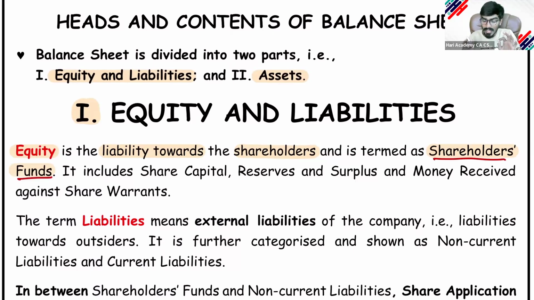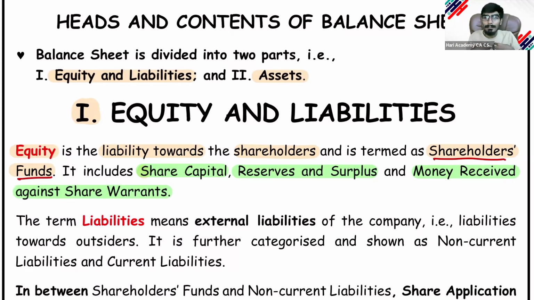It is not only termed as shareholders' fund, that particular equity consists of share capital, reserves and surplus, and money received against share warrants. These three things are called shareholders fund. That shareholders fund is nothing but an equity. Why is it an equity? It is a liability towards a member.